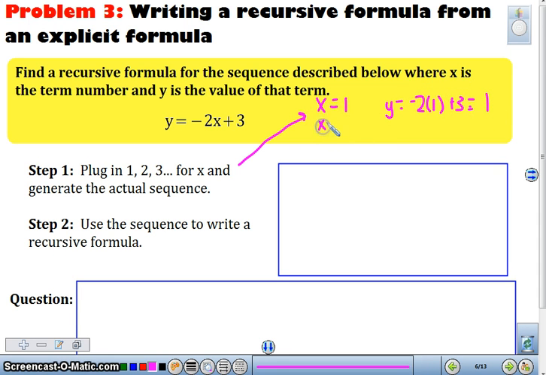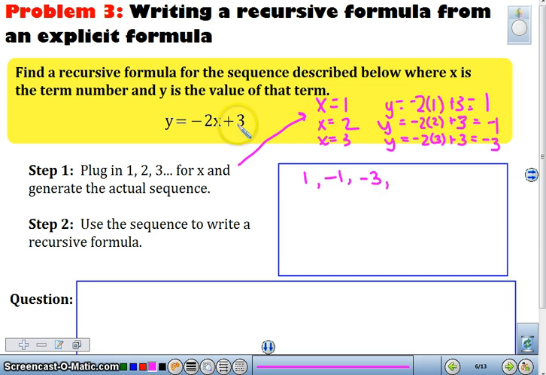What's our next number in the sequence? x equals 2. y is equal to negative 2 times 2 plus 3. So we have negative 4 plus 3. Our next number is a negative 1. So if we were going to list our sequence, we have 1, we have negative 1, x equals 3, y is equal to negative 2 times 3. That gives us a negative 6 plus 3. Negative 6 plus 3 gives us negative 3. So if we are going to generate the first 3 numbers, it looks now like each time we are subtracting 2. So look at that first slope that we had. We're going down by 2 each time. So could we continue? Negative 5, negative 7.